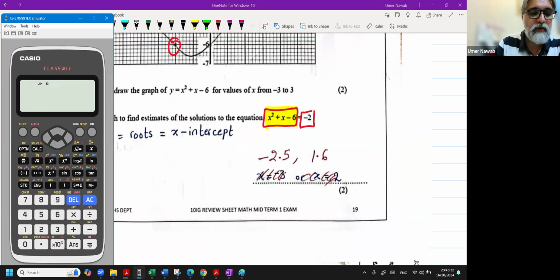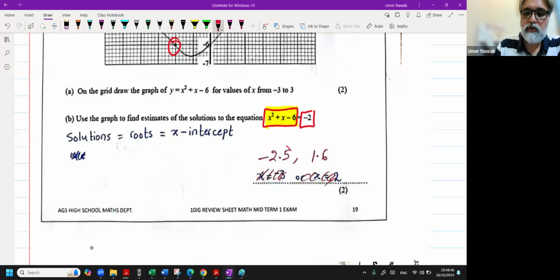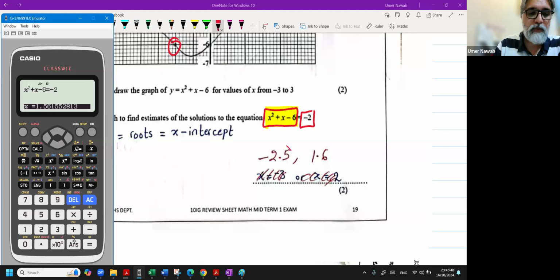I press the equal sign. Now the calculator calculated for me 1.56. And did you see I got my answer 1.6? So the graphical solution is very close to the accurate solution. Then again press the equal sign and put your guess closer to -2.5. So I put my guess -2 and then enter.